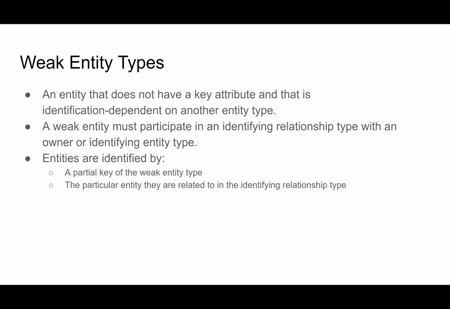So an entity that doesn't have a key and that is identification dependent on another entity type is a weak entity type. Weak entities must participate in an identifying relationship type with an owner or identifying entity type. Entities are identified by a partial key of the weak entity type, the particular entity they are related to, and the identifying relationship type.